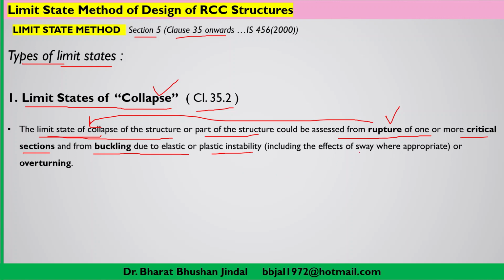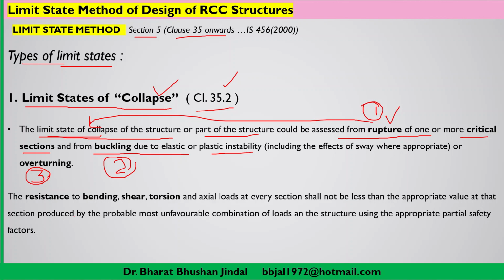So here we have discussed, number one, there may be any type of rupture; second, there may be any type of buckling; and third, there may be any type of overturning. So this is the limit state of collapse. It comes under clause number 35.2.